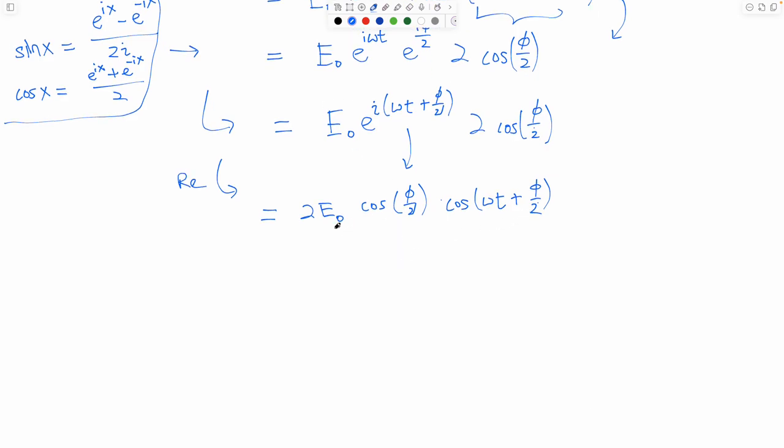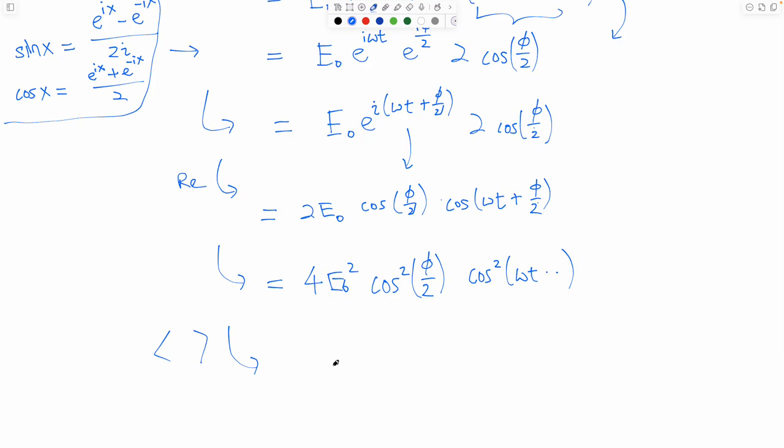And the next step would be to square it. So if we square it, we simply get 4 E naught squared cosine squared phi over 2 cosine squared. Okay, I'm a bit lazy, so I'll just write omega t dot dot. The whole point is now we time average it, so we do the time averaging thing.